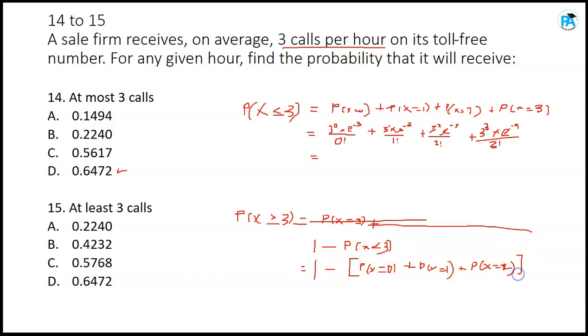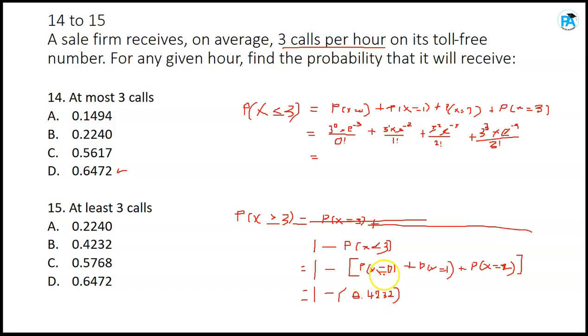So what you do is use the Poisson formula to find the probability that X is exactly 0. So you have 1 minus, into bracket. You find X is exactly 0, which you know already, right? When you find X is exactly 0, you get 0.0498. You also find X is exactly 1, you get 0.1494. You find X is exactly 2, which is 0.2240. You can even take them from what you get over here, isn't it? Then you add them together. When you add them together, you get 0.4232.